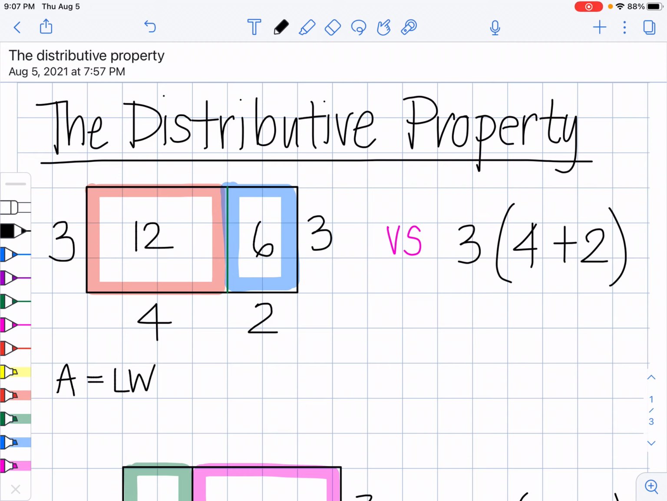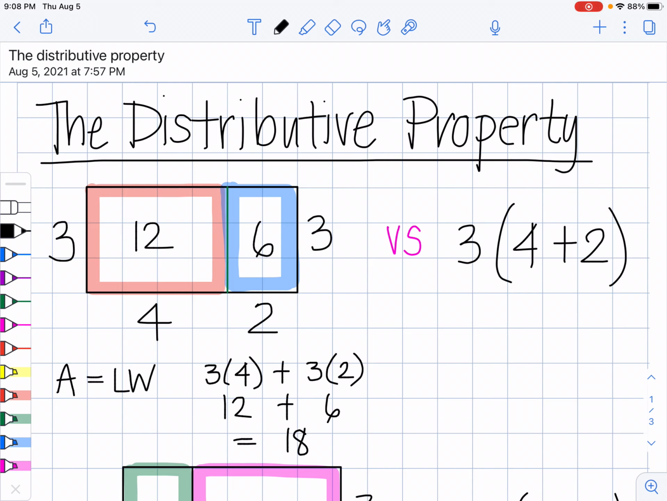So if I wanted to know how much this whole big rectangle is, I'd add them together. Here I'm going to actually write it like this. We said it was 3 times 4 and 3 times 2, which we said was 12 and 6, and we add them all together and we get 18.